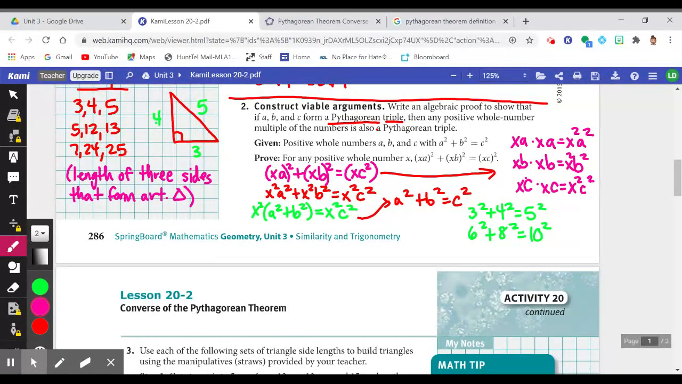And it all goes back to our study of dilation, because a dilation creates a similar figure. So if we start with a right triangle and we dilate it, we're still going to have a right triangle. Thus, if we know a Pythagorean triple and we dilate it, we're still going to have a Pythagorean triple.